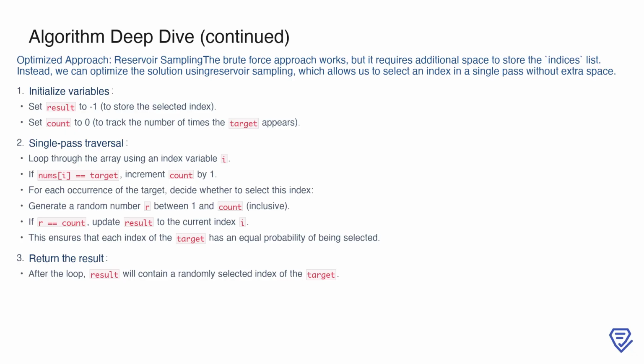Here's how it works. We start by initializing two variables, result, which will store the selected index, and count, which tracks how many times the target has been encountered. As we loop through the array, whenever we find an element that matches the target, we increment the count. For each occurrence, we decide whether to select this index based on a random number. Specifically, we generate a random number r between 1 and count, and if r equals count, we update result to the current index. This probabilistic replacement ensures that each index has an equal chance of being selected. After completing the loop, the result variable contains our randomly selected index of the target.